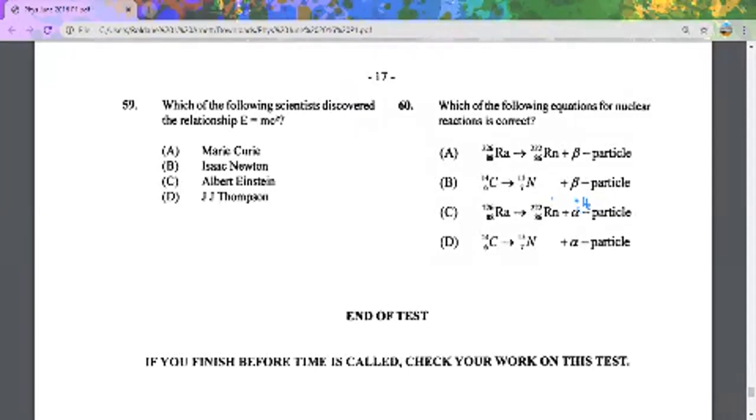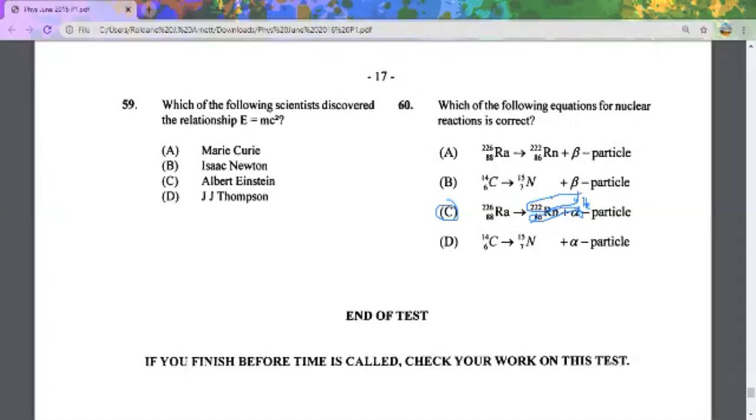When we add this to the isotope, I think it's radon, we should get back the same atomic mass number as radium and the same atomic number as radium. And C actually gives us that. All the others, you can check them for yourself. They don't add up to the same atomic mass number and atomic number, so the sides of the equation are not balanced.